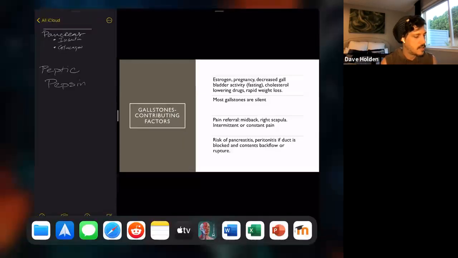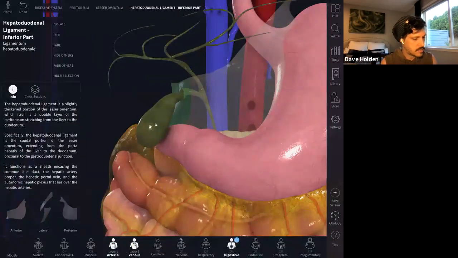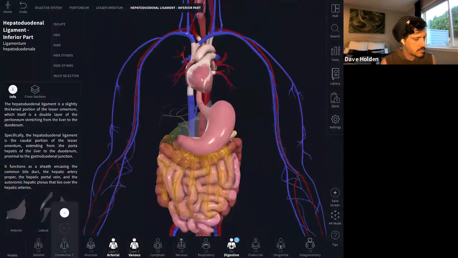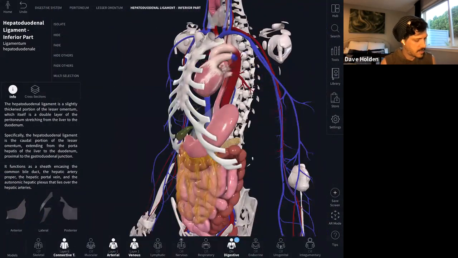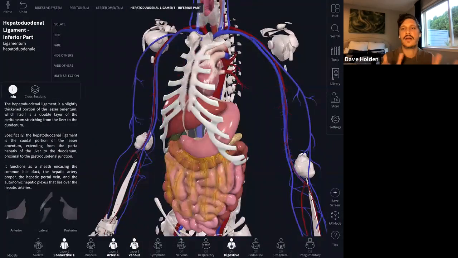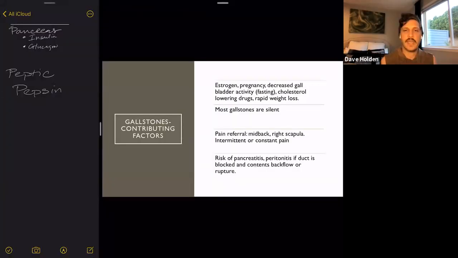Peritonitis is, let me see if I can show you guys. I don't think it shows the peritoneum, but all of your abdominal organs are held in a sac. It's a double fold of fascia that surrounds all the abdominal organs and just holds them in place. If the bile escapes and it starts leaking out into the tissues and it comes in contact with the peritoneum, the peritoneum becomes inflamed. That's peritonitis.